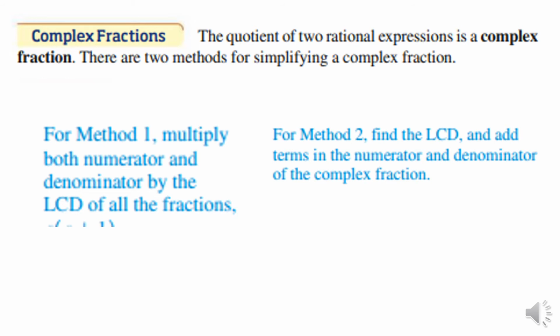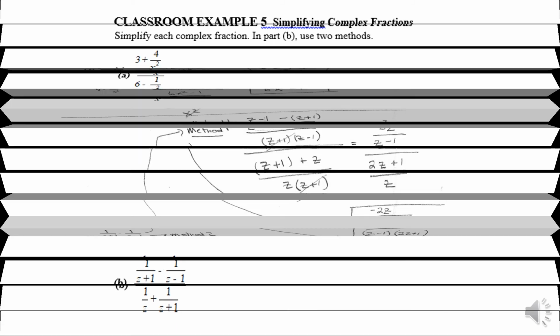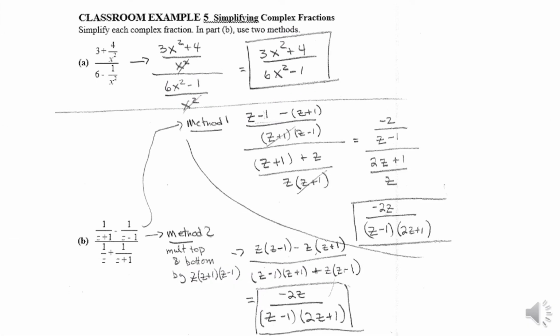So here are our problems. It's important to realize that 3 is 3 over 1, 6 is 6 over 1, and we are using two methods on the second problem, part B. So here are the answers that you should come up with, simplified in lowest terms.